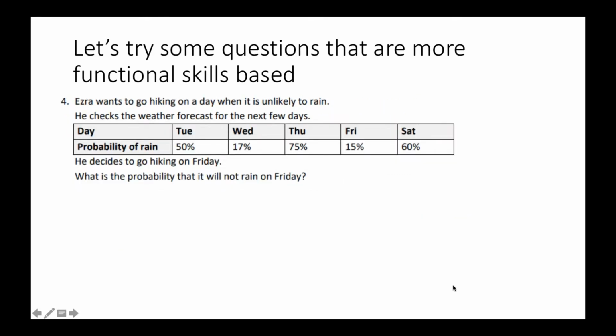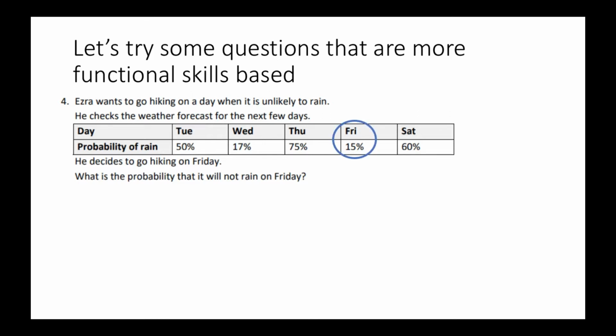Okay, question number 4. Again, pause the video and have a go if you want to. Ezra wants to go hiking on a day when it is unlikely to rain. He checks the weather forecast for the next few days. He decides to go hiking on Friday. What is the probability that it will not rain on Friday?